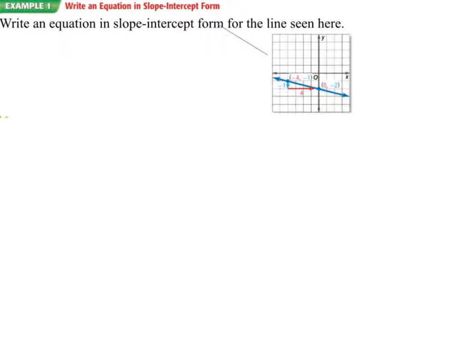In example 1, we're supposed to write an equation in slope-intercept form for the line seen. So there's two things that we need. Well, first, we know that our equation is y equals mx plus b for slope-intercept form. So we need to find m and we need to find b. By looking at the graph, we already can tell what b is, because we can see that it crosses the y-axis at (0, -2). So we know that the y-intercept, or b, is -2.